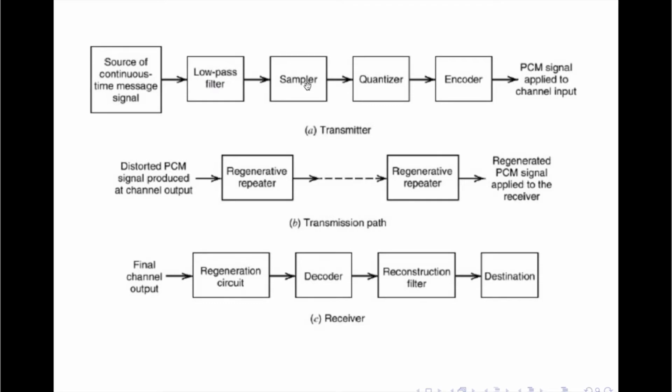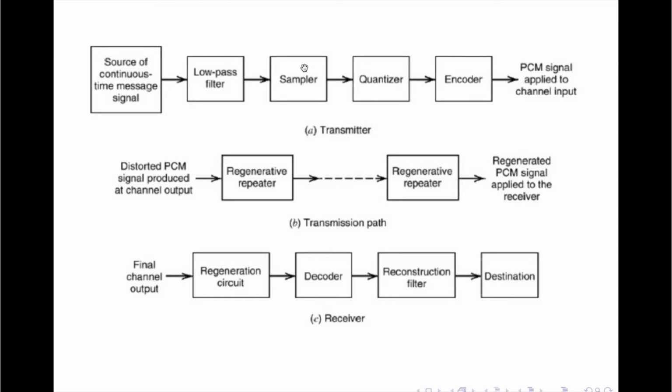The incoming message wave is sampled with a train of narrow rectangular pulses. In order to ensure perfect reconstruction of the message at the receiver, the sampling rate must be greater than twice the highest frequency component of the message wave. This is in accordance with the Nyquist theorem.